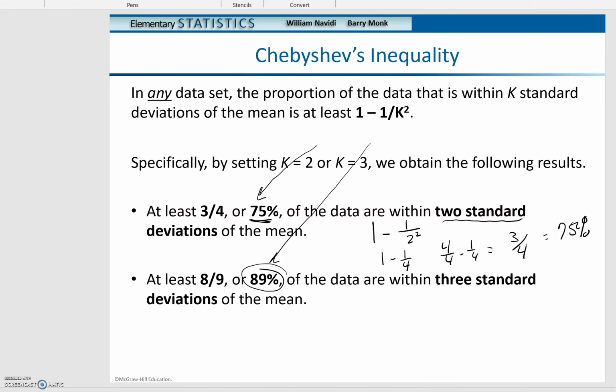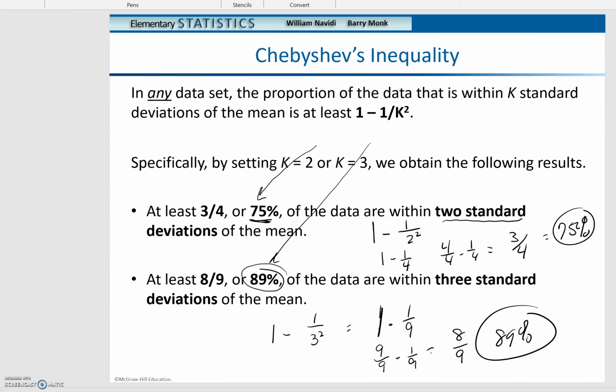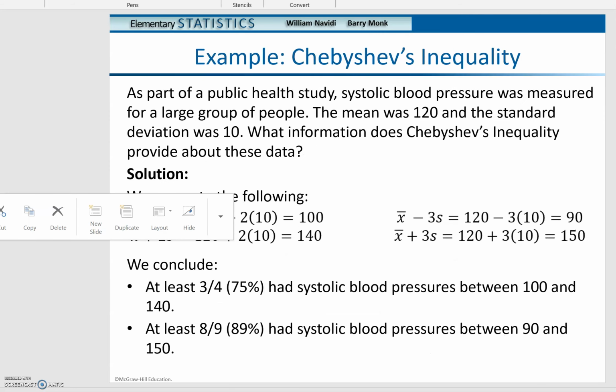Now when k is a 3, it would be 1 minus 1 over 3 squared, so that's 1 minus 1/9, and converting 1 to ninths, 9 over 9 is a 1, minus 1/9, 9 take away 1, so that's 8/9. So when you divide 8 by 9, you get approximately 89%. So that's where they're coming up with those numbers.